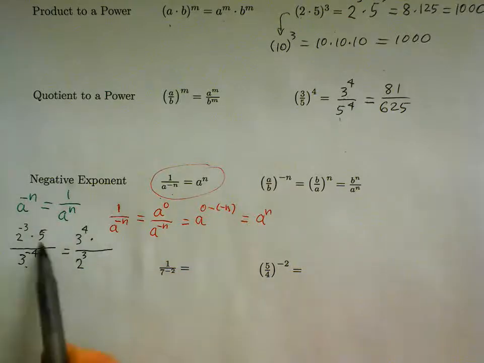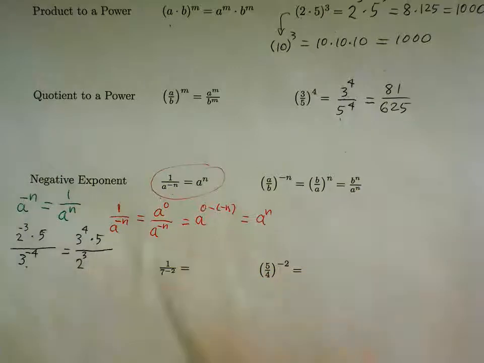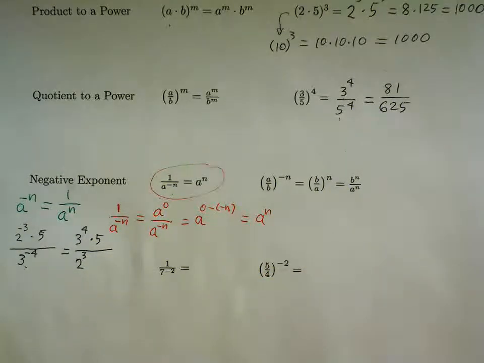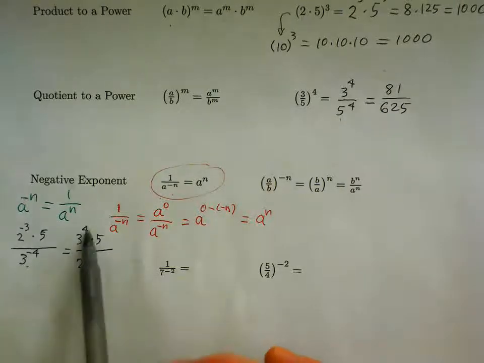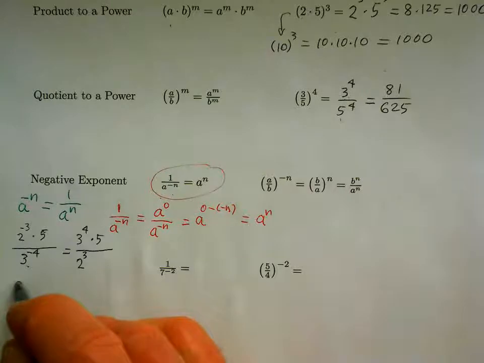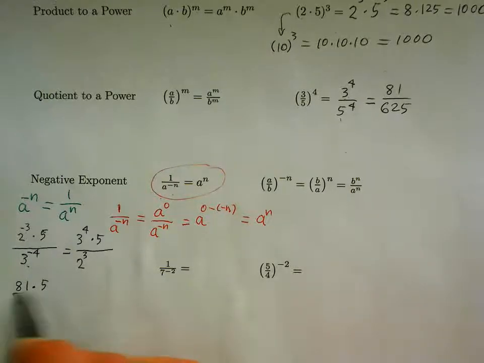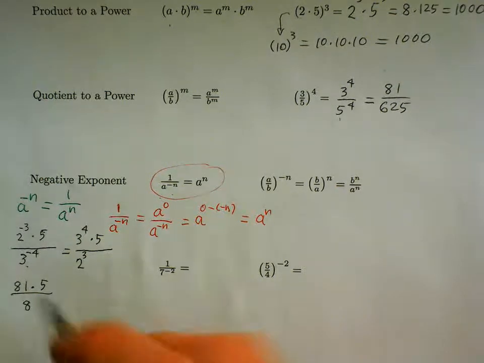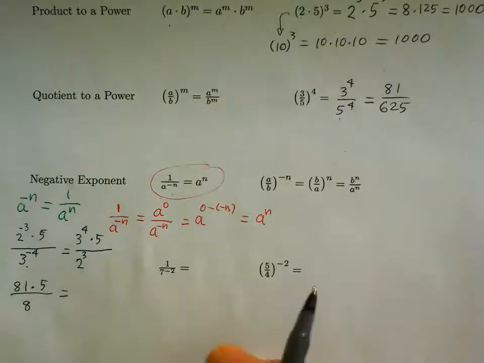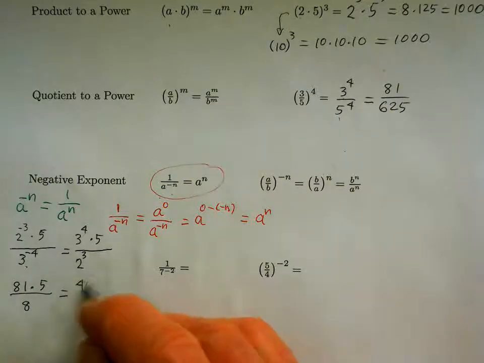And then this factor of 5, that's like 5 to the first power. That just stays where it is. And then you can evaluate further. 3 to the 4th is 81. So in the numerator is 81 times 5. In the denominator, 2 to the 3rd is 8. So this can be written as 405 divided by 8.